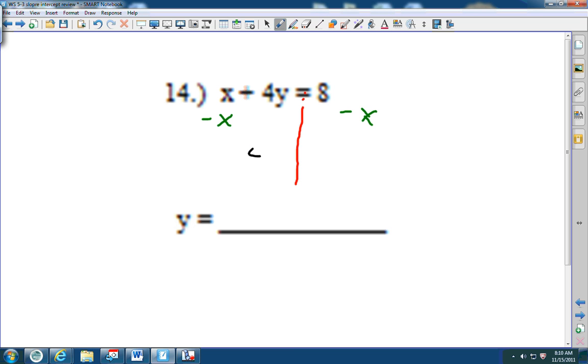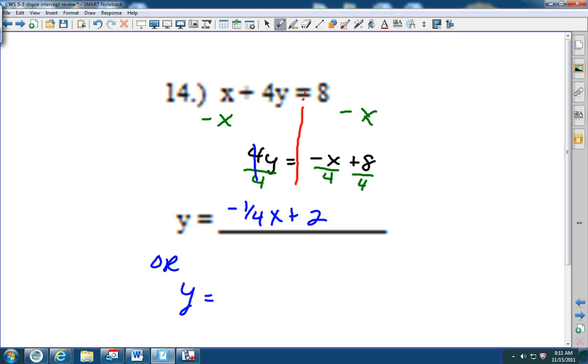I get 4y equals negative x plus 8. You could have 8 minus x. It doesn't matter what the order is. I'm going to divide by 4. My equation is going to be y equals, I have negative 1/4 x plus 2. You know, you could even see it sometimes y equals negative x divided by 4 plus 2. Those mean the same thing. They could write it either way.